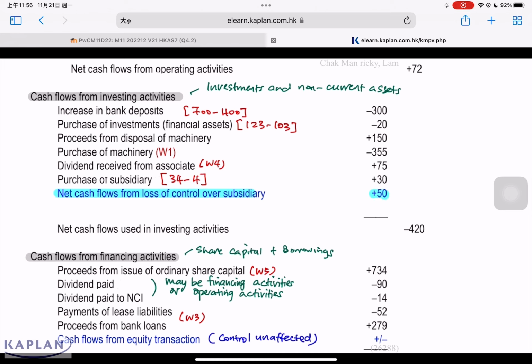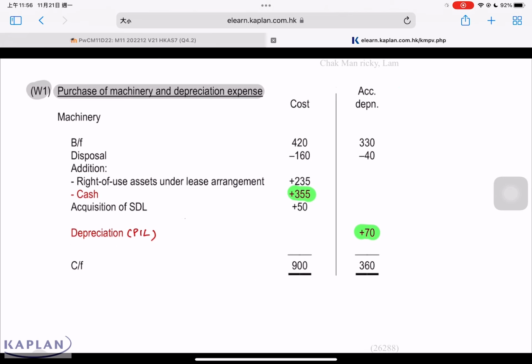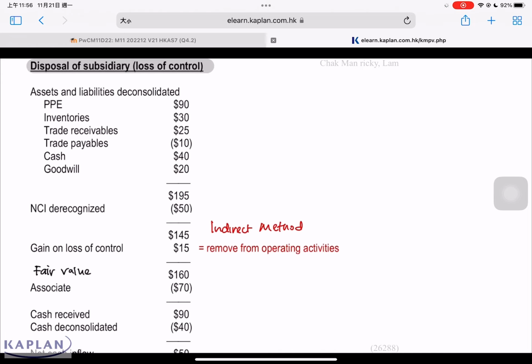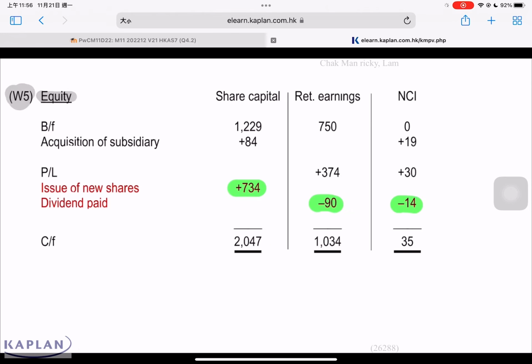And when we make adjustments to the PPE, and to the working capital, you must consider the assets and liabilities derecognized. For example here, disposal of subsidiary, you have to minus. When you calculate working capital, you must also consider the disposal of subsidiary. You have to minus, minus, minus to calculate the net effect if it involves disposal of subsidiary. This is the figure I'm talking about: PPE deconsolidated, inventory, receivable, and trade payable. These are the figures that are derecognized. That does not involve cash. Also the goodwill and NCI. When there's a disposal of subsidiary resulting in loss of control, you minus here when you calculate the balancing figure.